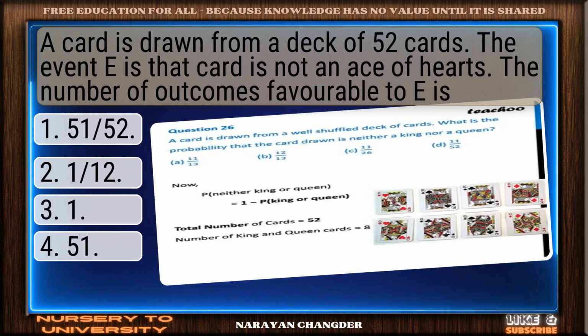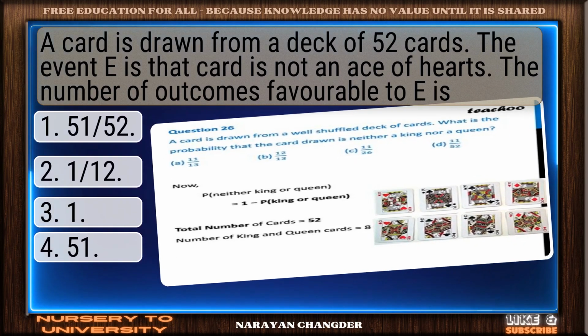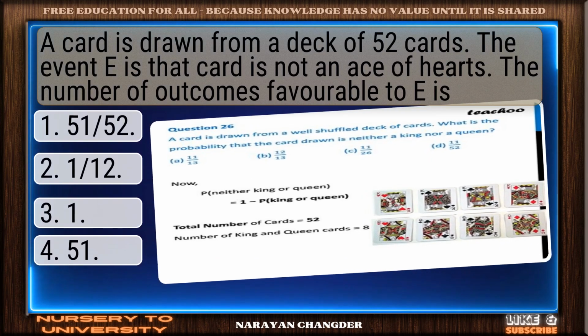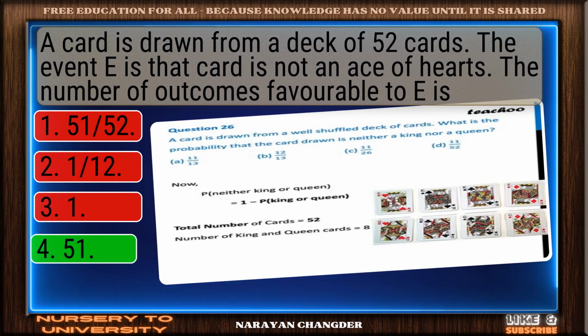A card is drawn from a deck of 52 cards. The event E is that the card is not an ace of hearts. The number of outcomes favorable to E is. Clear logic. Fifty-one is sound.